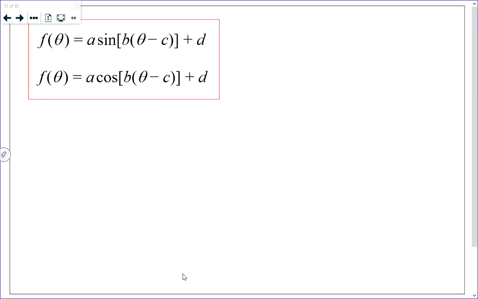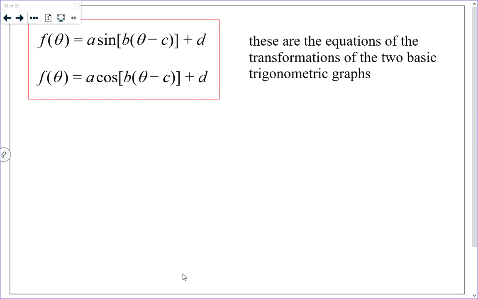When we apply the transformations from Unit 1 that we learned about, a, b, h, and k, to y equals sine of theta or y equals cos of theta, this is what we get. Of course, we don't use h, we use c, and we don't use k, we use d. So these are the equations of the transformations of the 2 most basic trigonometric functions, and you should be able to look at a graph and tell me what the amplitude is and figure out what the period is. Because quite often you have to come up with the equation.